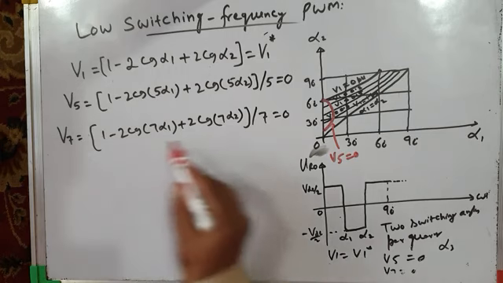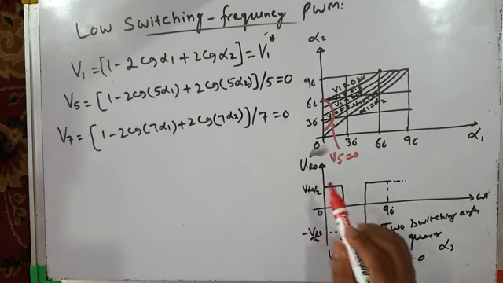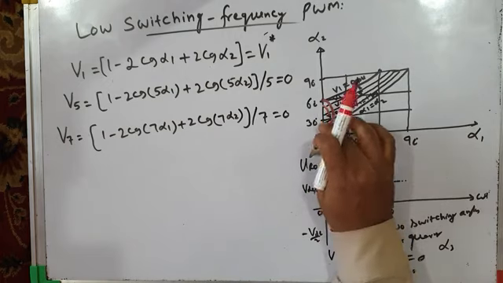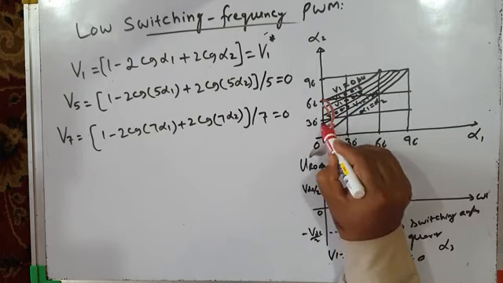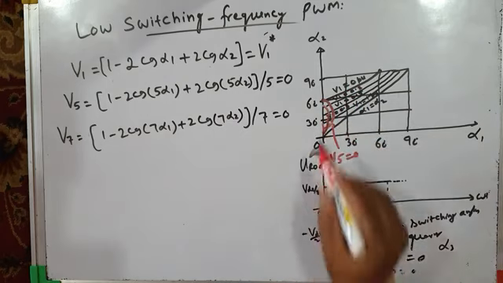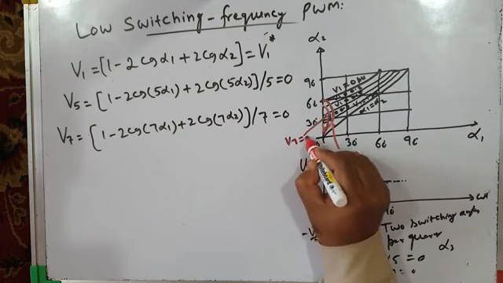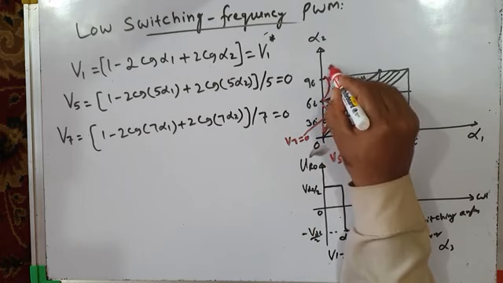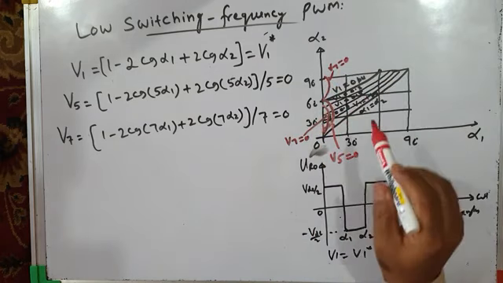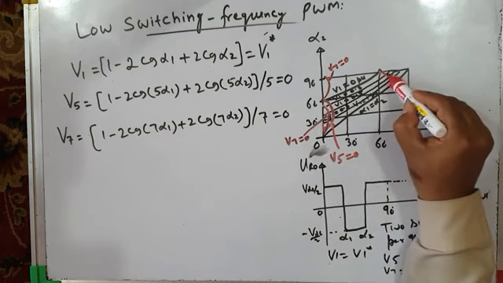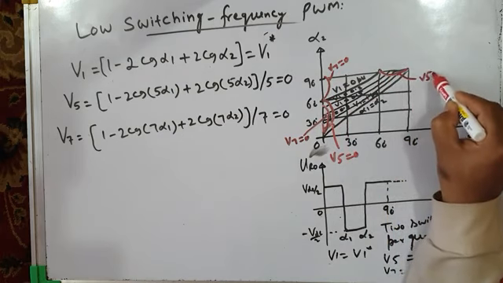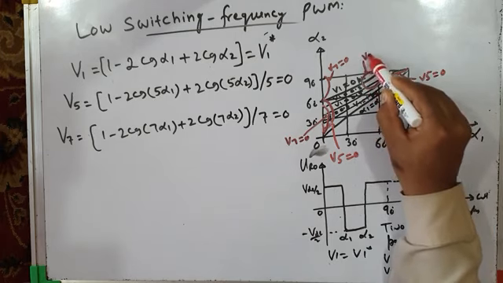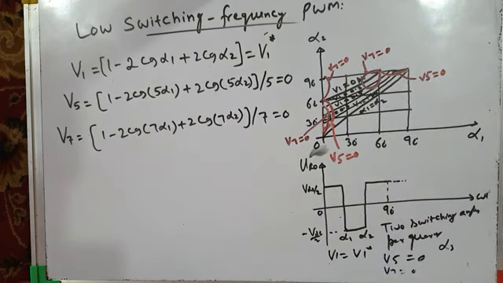Now if you want V7 equal to 0, then you may have solutions. The V7 equal to 0 curve will be something like this. So this curve is the V7 equal to 0 curve, and V7 equal to 0 curve is this also, although this is not our area of interest. And the V5 equal to 0 curve is this. This is the V5 equal to 0 curve, and this is V7 equal to 0. We have already discussed it in one of the earlier classes.